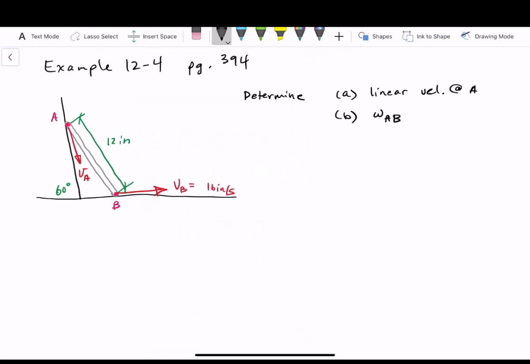As it said in the problem statement, it said to determine linear velocity A and angular velocity AB. I've drawn all the knowns. We know that the wall is angled at 60 degrees relative to the horizontal. We know that VB is 16 inches per second to the right. We don't know the velocity at A, but we do know it has to be traveling along that wall. So I've just drawn the velocity in that direction.